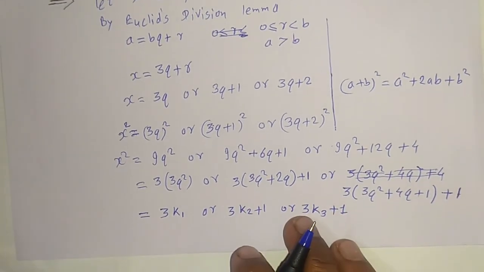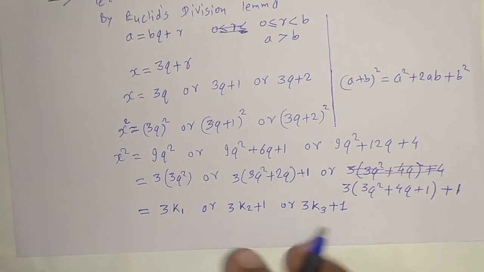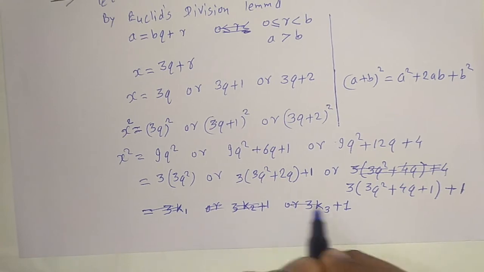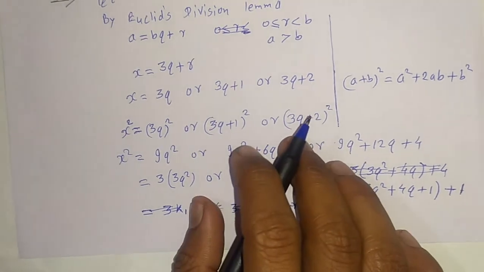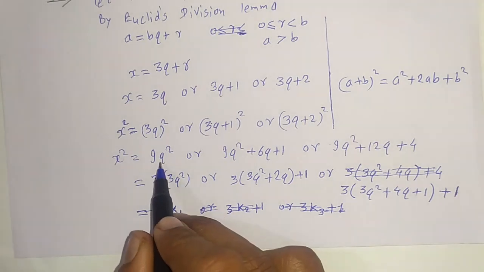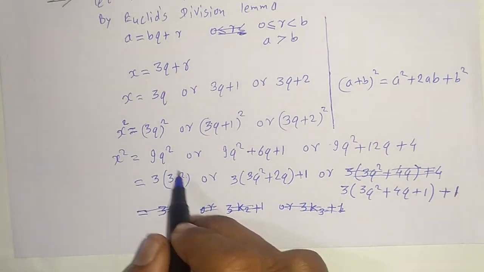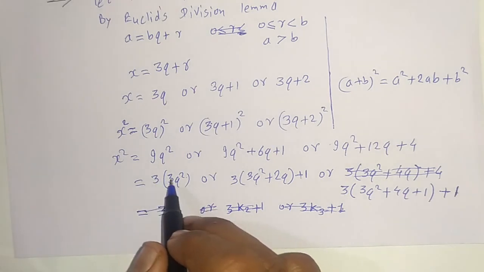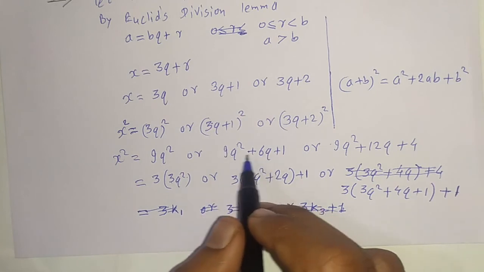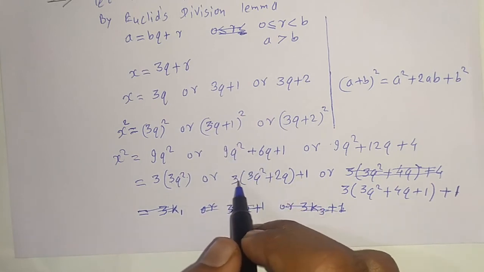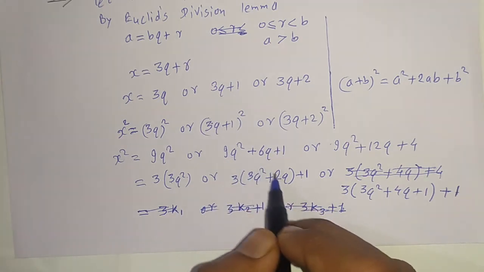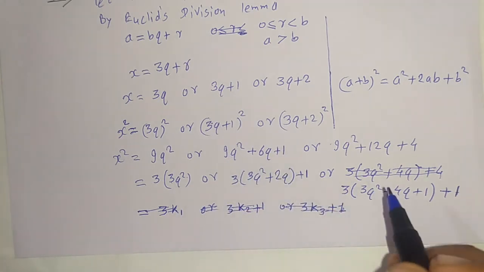It got out of the screen. Let me write it one more time. Let me tell you this step one more time. So if we take 3 common, it will be 3q square. See this equation, 3 into 3, 9q square. You can take 3 common from these two numbers. 3 into 3q square, you got 9q square. 3 into 2q, you got 6q plus 1 as it is.